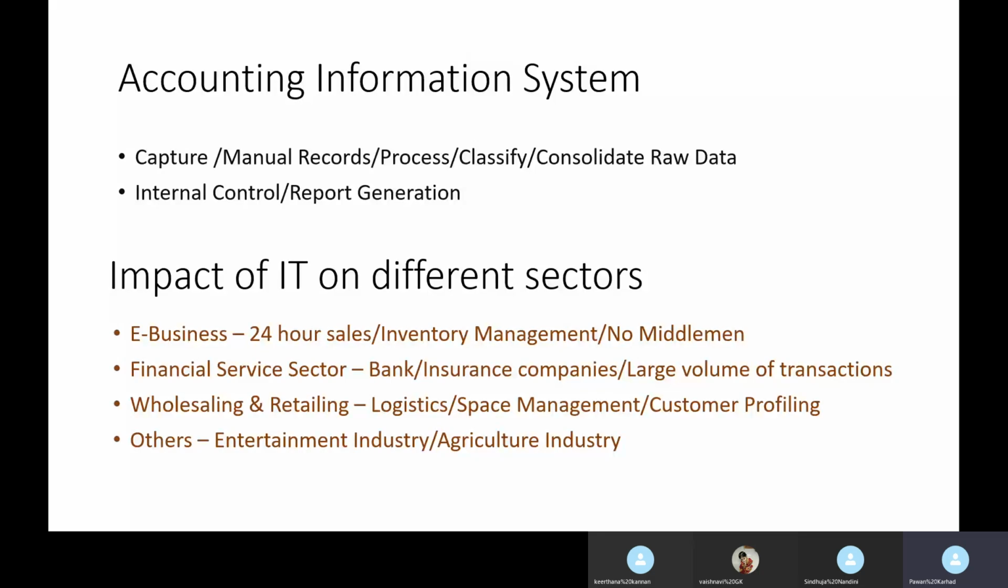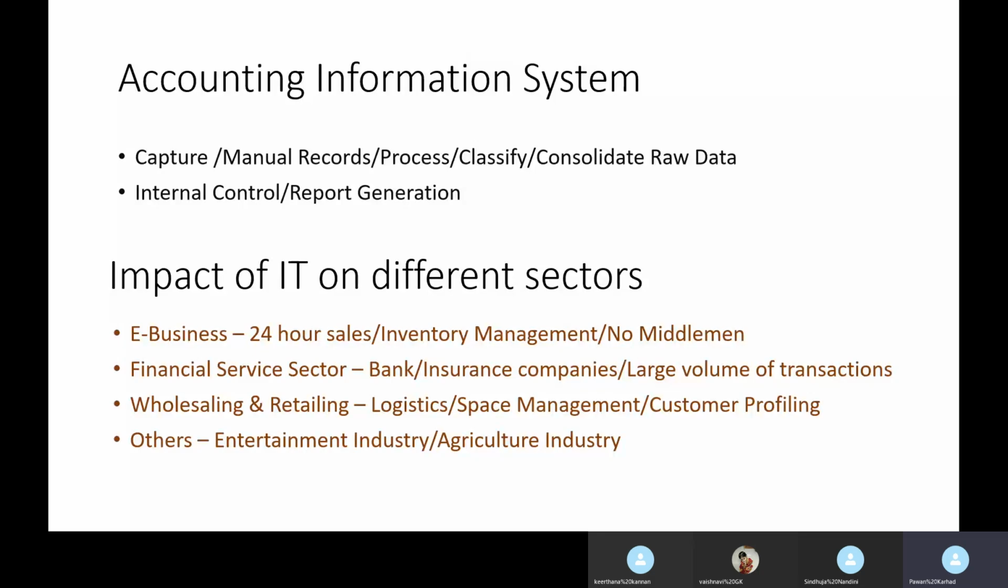Now let's see the 4 main points. First one is e-business. Because of IT, we are now able to do e-business. This lecture that I'm delivering is merely because of IT. There is 24-hour sales, you can do inventory management, and there is no middleman. If you want, you can write more points in e-business, but make sure that you don't write more than 3 to 4 points because the question is for 4 to 6 marks. It will not go more than that, and 2 points per heading is enough.